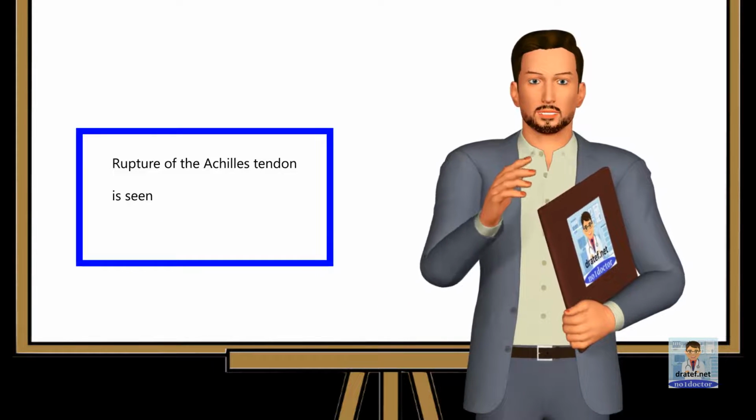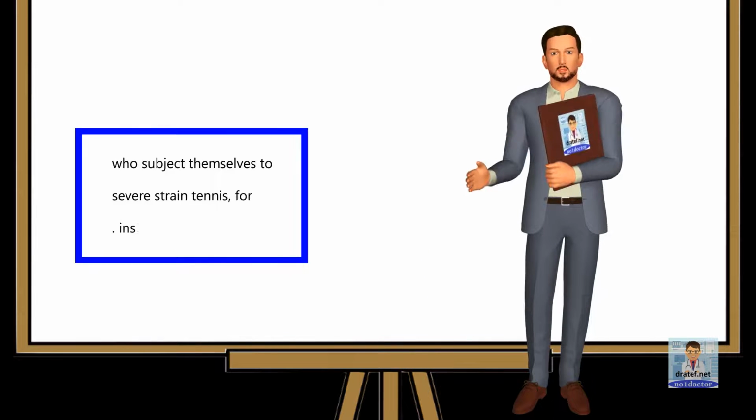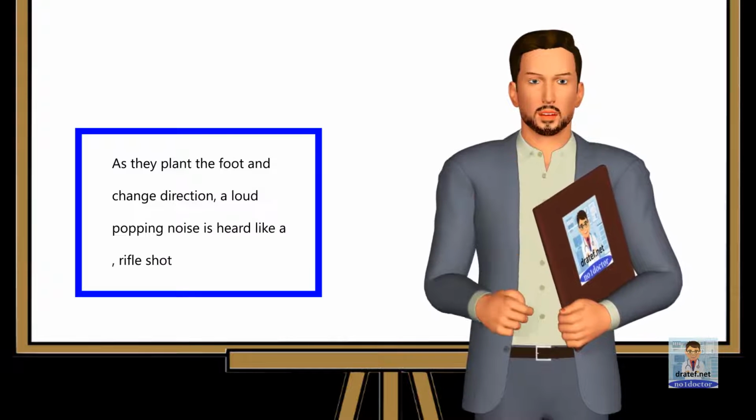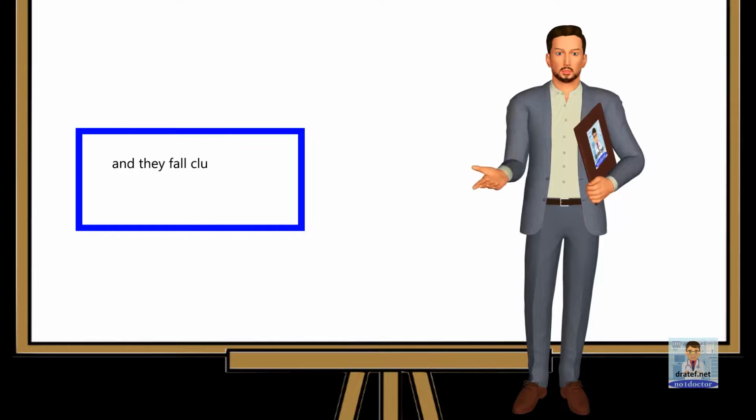Rupture of the Achilles tendon is seen in out-of-shape middle-aged men who subject themselves to severe strain. Tennis, for instance. As they plant the foot and change direction, a loud popping noise is heard like a rifle shot, and they fall clutching the ankle.